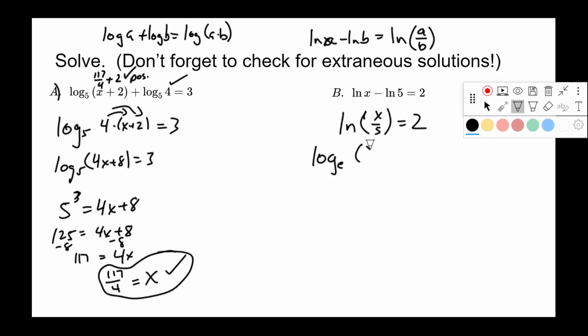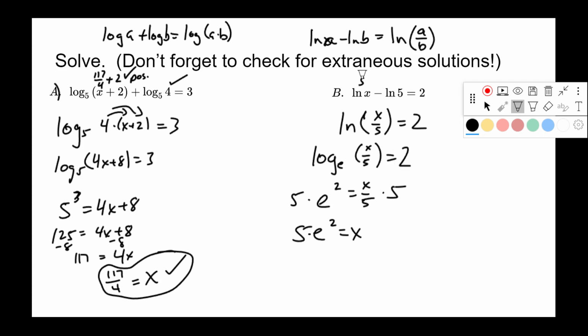So natural log is just a fancy way to write log with base e. There it is. Switch the form. e to the second equals x over 5. And now, multiply by 5 on both sides. You get 5 e to the second equals x. You got to check that.